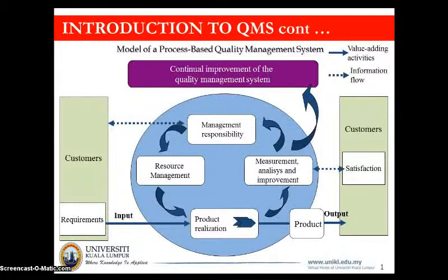So the model that will be used for QMS is called the process-based model for quality system. In this model, it has an input, that is the customer requirement, and the processes, which are based on the requirements starting from clause 4.0 management responsibility, 5.0 resource management, 6.0 product realization, measurement analysis, and lastly continual improvement. So at the end of the process, we have customer satisfaction, which is an output for our system.